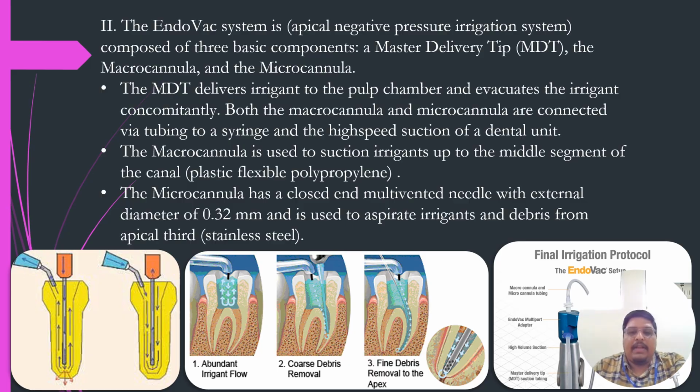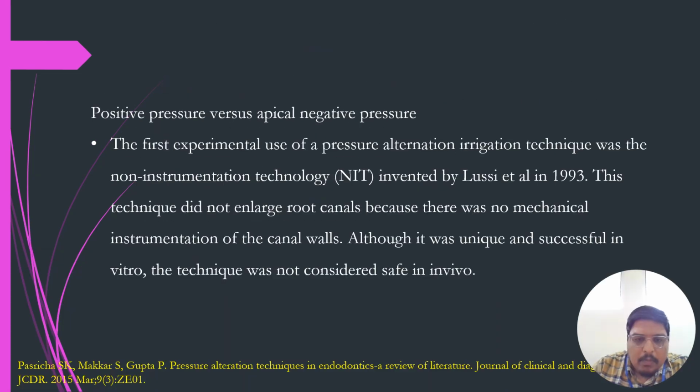Endovac system is an apical negative pressure irrigation system composed of three basic components: a master delivery tip, the macro cannula and the micro cannula. The master delivery tip delivers irrigants to the pulp chamber. They evacuate the irrigants continuously. Both the micro and macro cannula are connected via tubing to the syringe and a high-speed suction of the dental unit. The macro cannula is used in the suction of the middle segment of the canal. The micro cannula is also used with a multivented needle with external diameter of the needle.